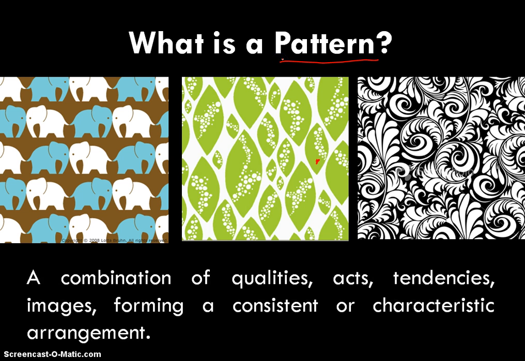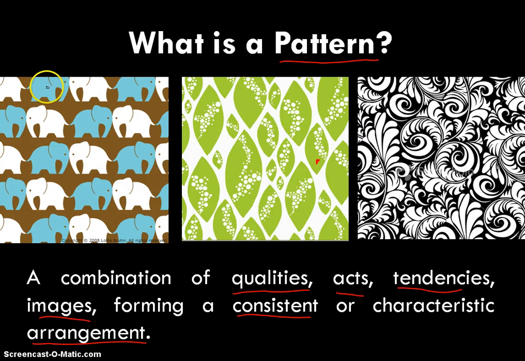So a pattern is a combination of qualities, and this is important that you write this down, because it's qualities. It's not necessarily always the exact same thing. Qualities, acts, tendencies, images that form a consistent or characteristic arrangement. That's what's important, okay? And that's another thing too, a consistent arrangement. That's essentially a pattern.